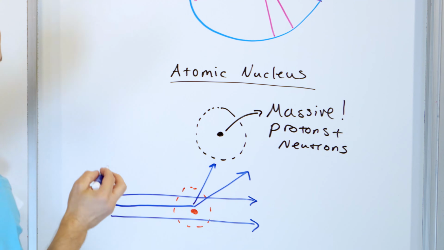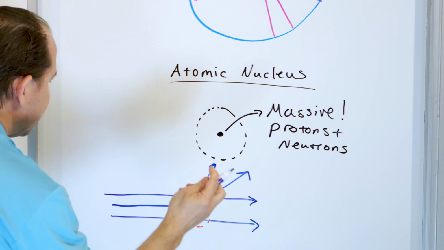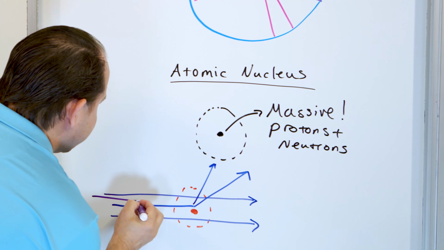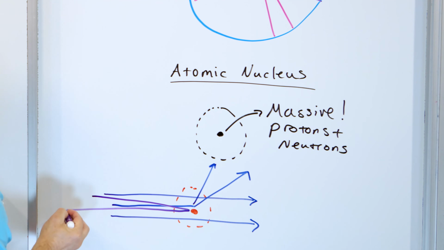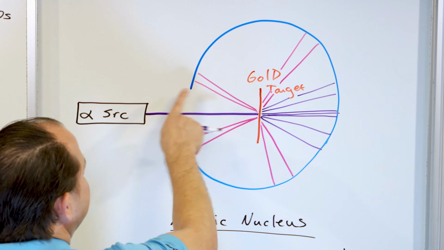And you might get some situations where it bounces up high. And you might even get some situations where one of these comes in at an angle like this, with a direct collision with the nucleus, and maybe it bounces back towards the detector. And that's exactly what we see here.